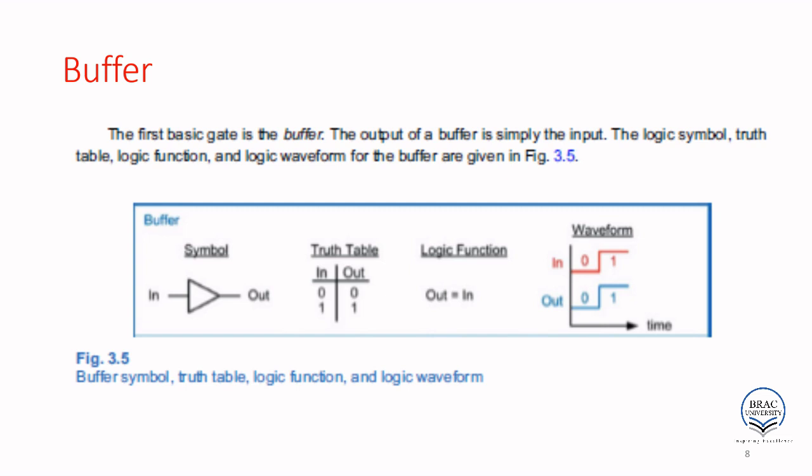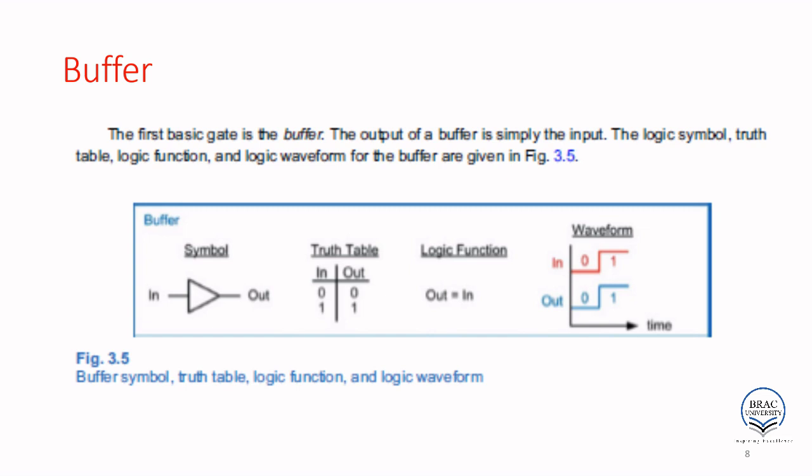Buffer. The first basic gate is the buffer. The output of a buffer is simply the input. The logic symbol, truth table, logic function, and logic waveform for the buffer are given. This is the typical symbol of the buffer. This is the input and this is the output. Whatever input you give at the input side, you will get the same value at the output.